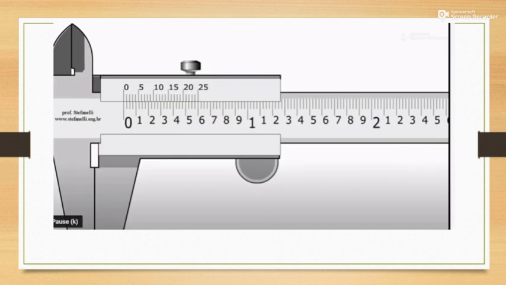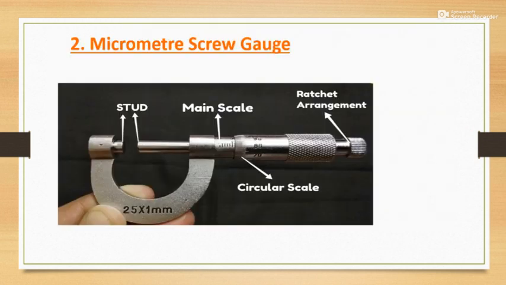Now I will describe the micro screw gauge. If the object is too small and we cannot measure it with the help of a vernier caliper, we use a micro screw gauge. It has a smaller least count, which we use to find the object's length. For example, if you want to measure the diameter of our hair, we cannot use a scale, because a scale cannot give an accurate measurement of the hair diameter.